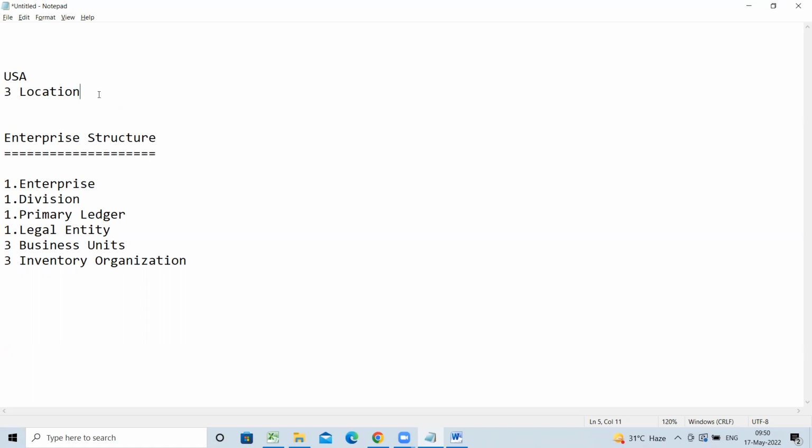In the same way, O2C also. So just the process and the departments involved, the modules involved. Yes, exactly. Perfect. Okay, thank you.